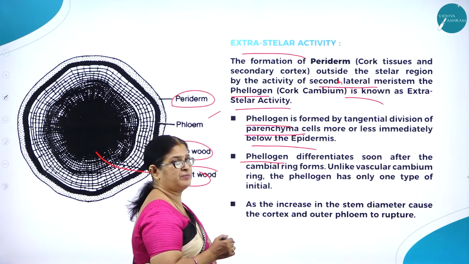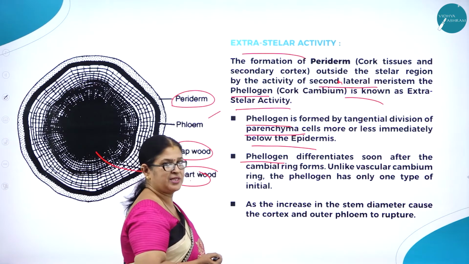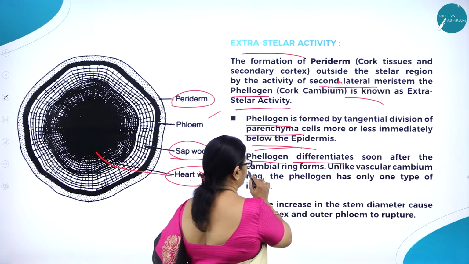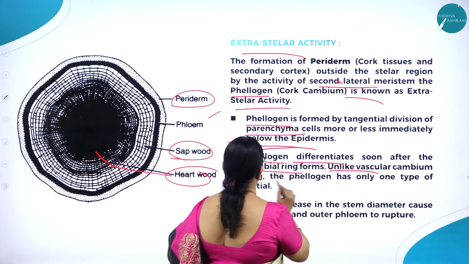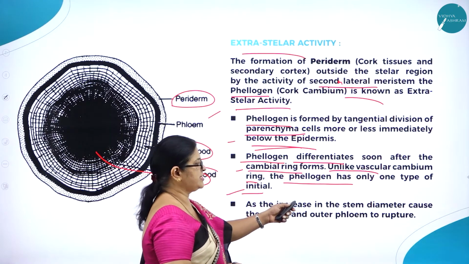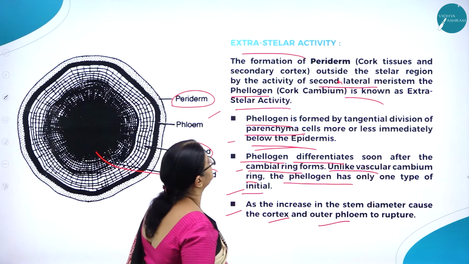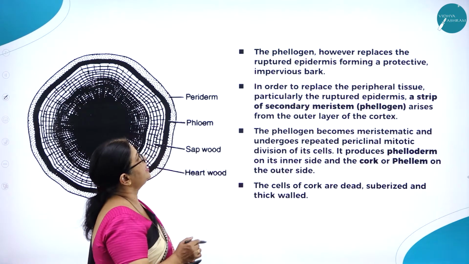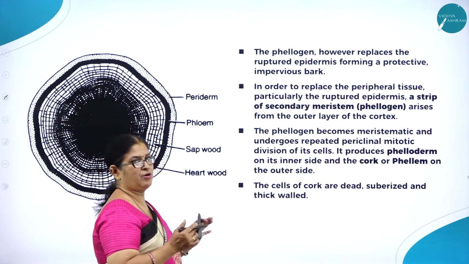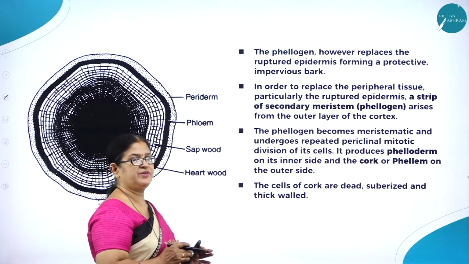So how is phellogen formed? By the tangential division of the parenchyma cells more or less immediately below the epidermis. The phellogen differentiates soon after the cambial ring forms. Unlike the vascular cambium ring, the phellogen has only one type of initials. As the stem diameter increases, it causes the cortex and outer phloem to rupture. The phellogen, however, replaces the ruptured epidermis, forming a protective impervious bark. I think all of us know bark is a very important structure found outside the stem, which gives protection.